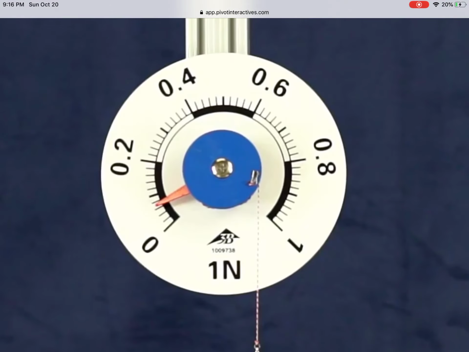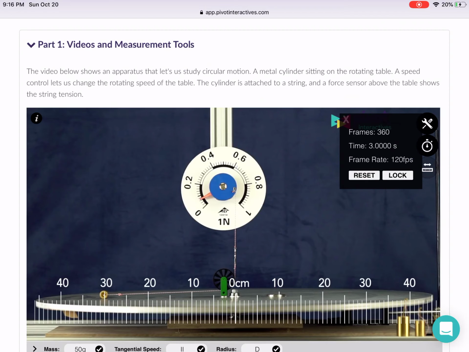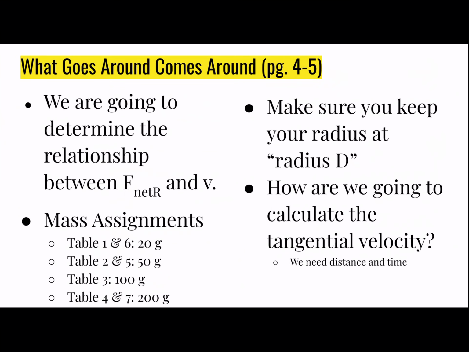You can measure FNET-R by looking at this spring scale in the video. So this is going to tell me that for this particular example, I had a net force that was radially inward of about, it looks like each one of these, that other black line would be 0.1. So this must be 0.02, 0.04, 0.06, 0.08. So it's like 0.07. Looks like each one of those is worth 0.02 for that spring scale. Not all the spring scales will be the same. So that's how you're going to measure FNET-R for your particular tangential speed.